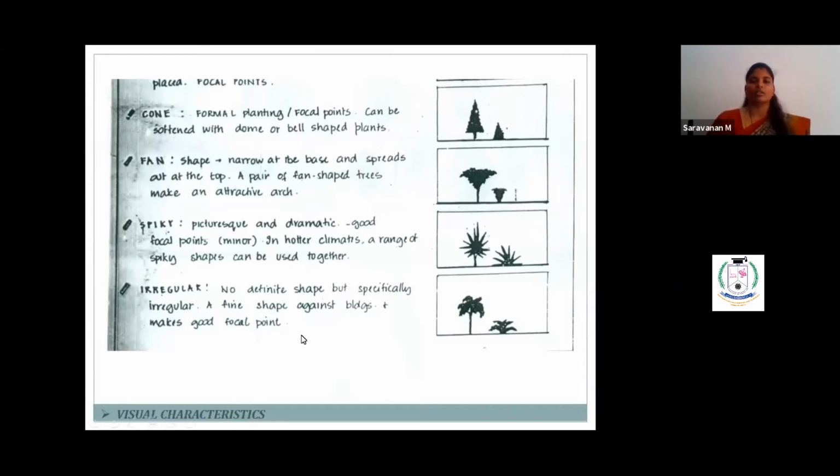Next is spiky. It makes dramatically good focal points in hotter climates. This has basically been used in hotter climates, not in our climatic conditions. Next is irregular. It doesn't have a definite shape basically. It just goes in some kind of irregular shape. It can be of any kind, and it also makes a good focal point.